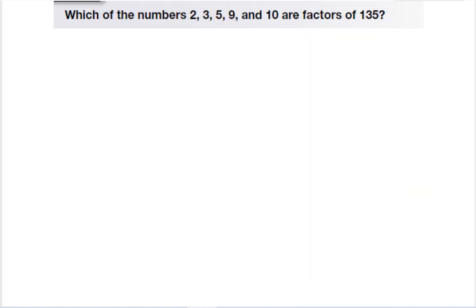Okay. This next one is asking us which of these numbers, 2, 3, 5, 9, and 10, are factors of 135. So first we're going to use the last digit test. We're going to look at the last digit. Now the last digit is a 5, which means that it is an odd number, so it is not divisible by 2. It's also not divisible by 10 because it doesn't end in 0. Now we need to check the other numbers. Oh, and 5, so it's divisible by 5 because it ends in 5. So 5 is the first one.